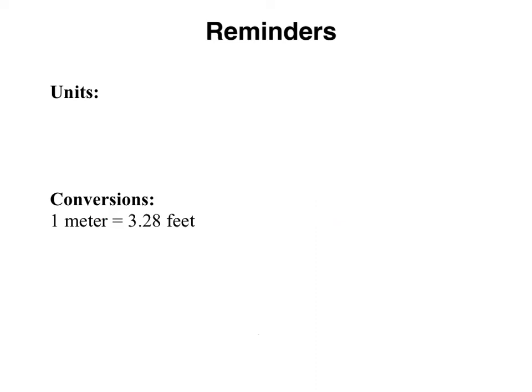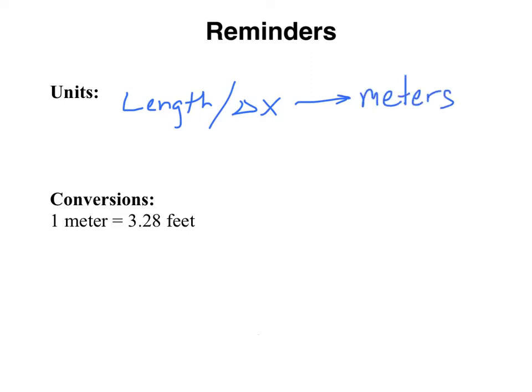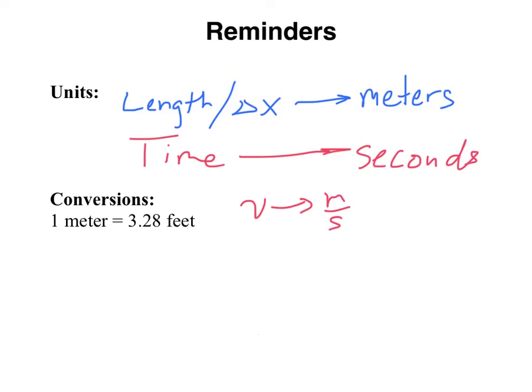Now a couple helpful reminders as we get going. If we're going to be talking about anything involving length and displacement, we're going to want to make sure those are using units of meters. When it comes to time, anytime we talk about time, we're going to want to be using units of seconds. As a result, when we get to velocity, we'll have meters per second for our units. I also want to point out the conversion: 1 meter is 3.28 feet. Make sure that if you see a problem on your homework where they talk about feet, you convert it right away into meters so you can use your metric units.